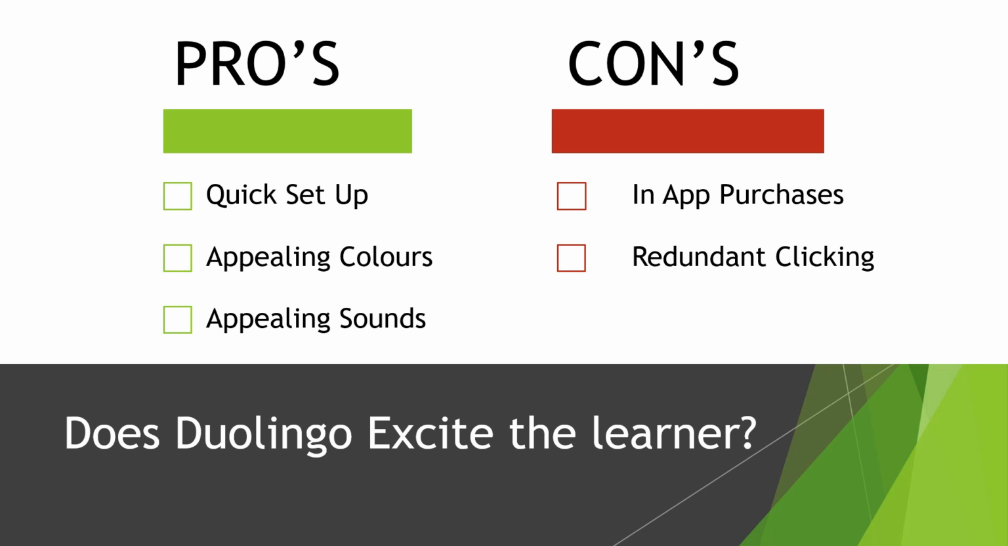But on the flip side, I felt that the constant reminder to purchase the paid version of the app was annoying and it decreased my excitement. I also felt similarly about the redundant clicking of the continue button after each question. I feel like if I got the question right, it should just automatically advance to the next question instead of leaving me having to click continue constantly. For that reason, I give the excitement an A minus for Duolingo.